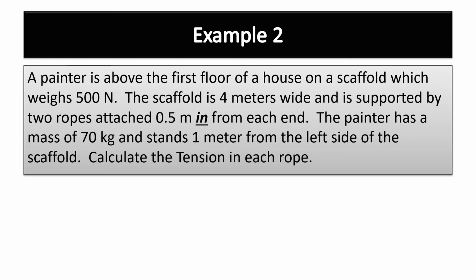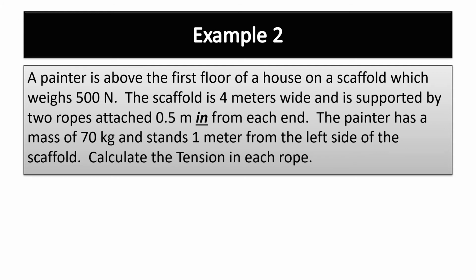This one says a painter is above the first floor of a house on a scaffold, which weighs 500 newtons. So now, instead of the diving board being negligible weight, the scaffold has a weight of 500 newtons. The scaffold is 4 meters wide and is supported by 2 ropes attached 0.5 meters in from each end. So the ropes are supporting it, and they're telling you a lot of information that'll help us with the lever arm. The painter has a mass of 70 kilograms, so we're going to have to figure out the weight of that painter, and stands 1 meter from the left side of the scaffold. Again, we're thinking about the lever arm here. Calculate the tension in each rope.